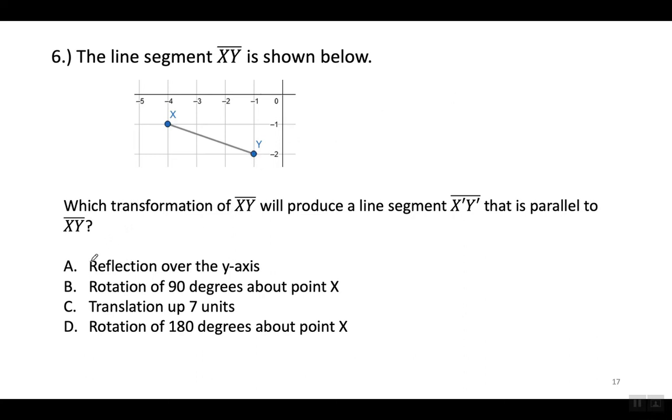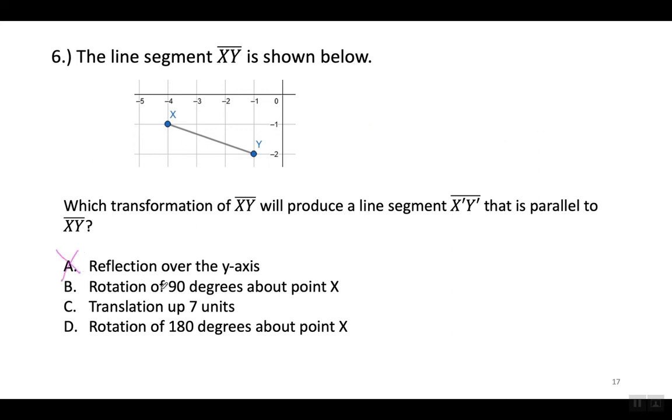Letter A, a reflection over the y-axis. Okay, here's my y-axis right here. If you reflect over that y-axis, you're going to get something more or less like this. Those line segments are obviously not parallel. In case you forgot, parallel lines are like that. Or in this case, parallel lines would be like this. Those are parallel lines. So if I reflect this line over the y-axis, I'm going to get that, and that is not parallel. So that answer is obviously wrong.